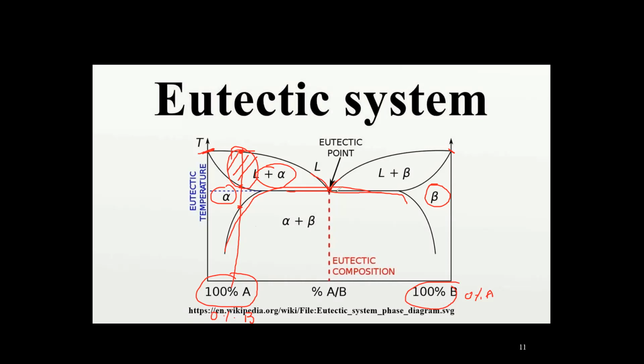Whereas at the eutectic point, there is no liquid plus solid phase. Actually, the liquid is directly converted into solid, but the solid we have is two phases, alpha plus beta. So this is the eutectic reaction.